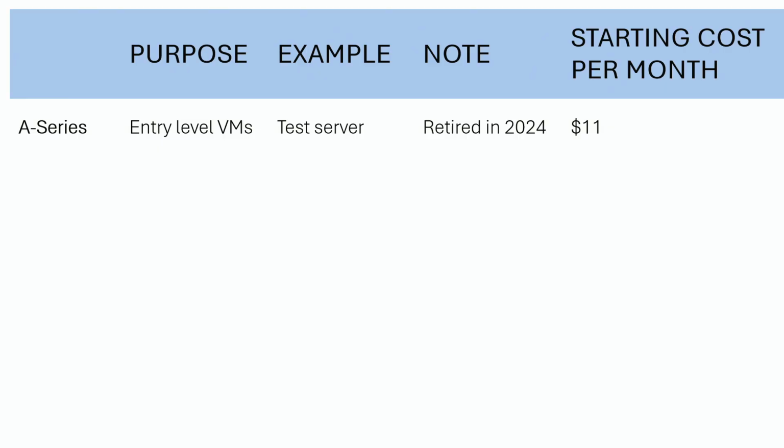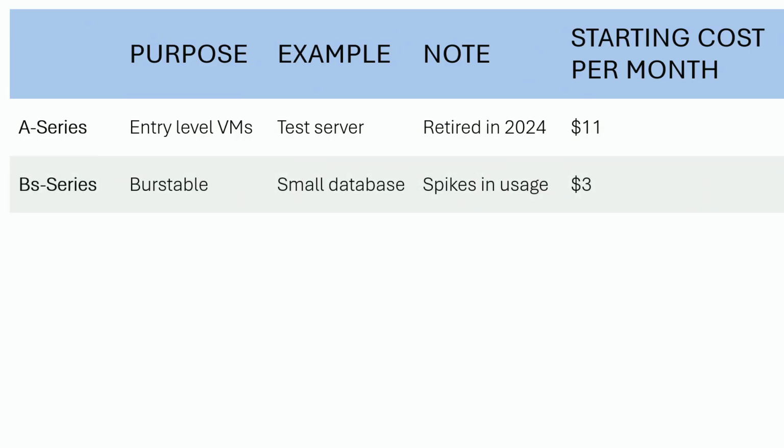For example, you might have seen an old A series. This was for entry-level VMs. A great example would be to build a test server with one of these. The problem is this series of virtual machines was retired back in 2024. The starting cost for this was just $11 per month. And you might be thinking, well, that's why Microsoft retired it. It was too inexpensive. No, that's not the case at all, as we'll see in a moment.